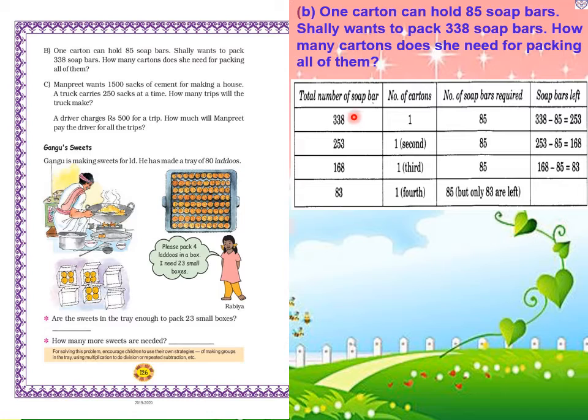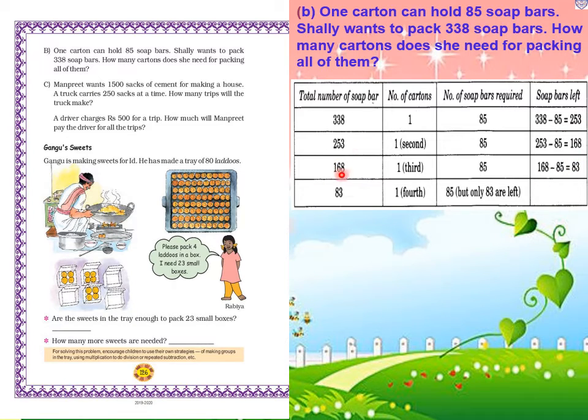So total number of soap bars, number of cartons, then number of soap bars required and soap bars left. So total soap bars are 338 and first is number of carton is 1, and in one carton we can keep 85 soap bars. So from 338 minus 85, how much will be left? 253. Now total soap bars are 253. Now we took the second carton. In the second carton also we will keep 85. So 253 minus 85 we will get 168.